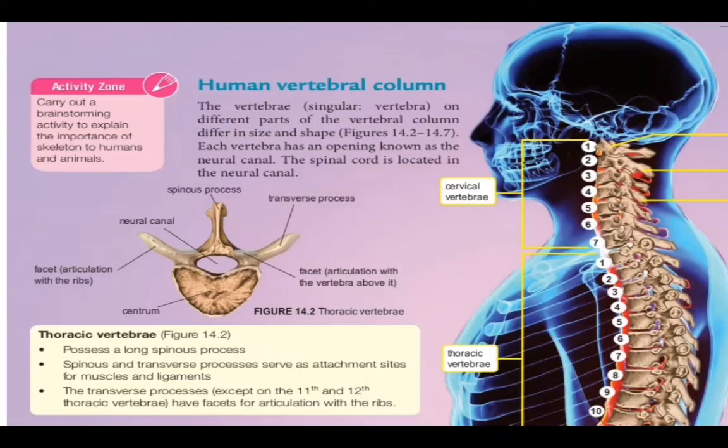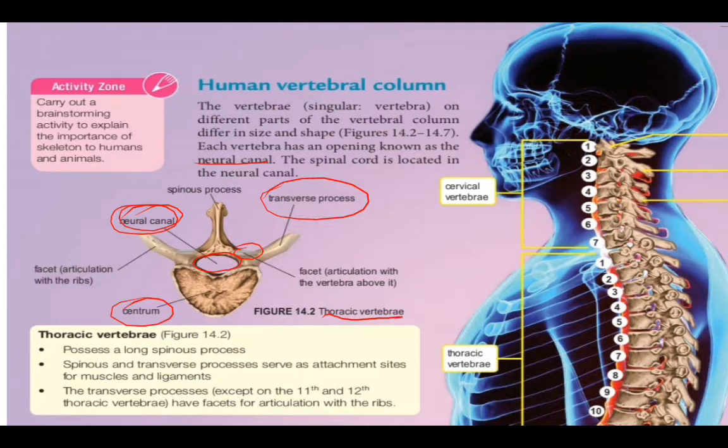So each vertebra has an opening known as neural canal. So this is neural canal, opening di sini. So di sini the spinal cord is located in the neural canal. So we go to the thoracic vertebrae. This is thoracic vertebrae, consists of neural canal. Di sini adalah transverse process. Di sini adalah facet. This is articulation with the vertebra above it, tempat perlekatan tulang belakang di atas.